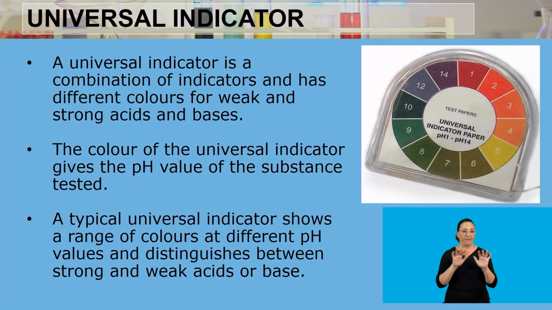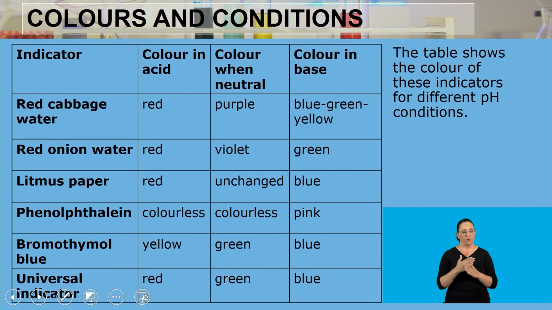Now, the color of the universal indicator gives the pH value of the substance tested. So once you pour or once you dip the universal indicator into the substance, that color is going to give the pH value of that particular substance. Whereas the other ones will just tell you if it's acidic or basic by just changing color, the universal indicator gives you the specific pH value. Now, a typical universal indicator shows a range of colors at different pH values and distinguishes them as either strong or weak acid or strong or weak base. So that's how a universal indicator works.